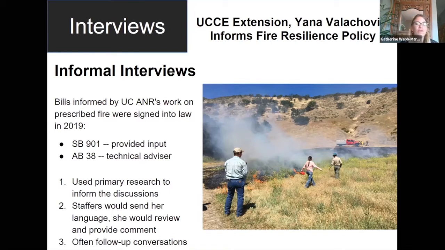And then she would follow up on conversations later to find out, did the research actually inform the bills that she was providing that science-based information to? And the answer in this past year was yes. There are these two bills that you can see here where she provided actual input, and for the other one, she was specifically a technical advisor. Both of them ended up having our science inform them. And she found that out through these ongoing conversations.